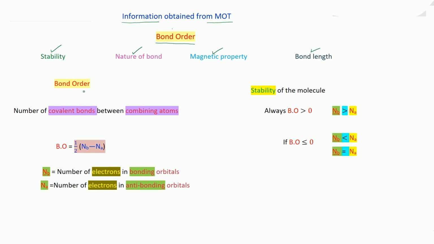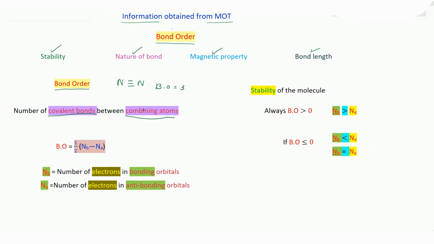Now we will see them one by one. First, let's take the bond order. Bond order is nothing but the number of covalent bonds or chemical bonds between the combining atoms, between a pair of atoms. For example, take a nitrogen molecule. Between the two nitrogen atoms we have 3 bonds, so we have 3 covalent bonds. So we can say that the bond order for the nitrogen molecule is 3. It's very simple to calculate. From the molecule you can easily know the bond order.